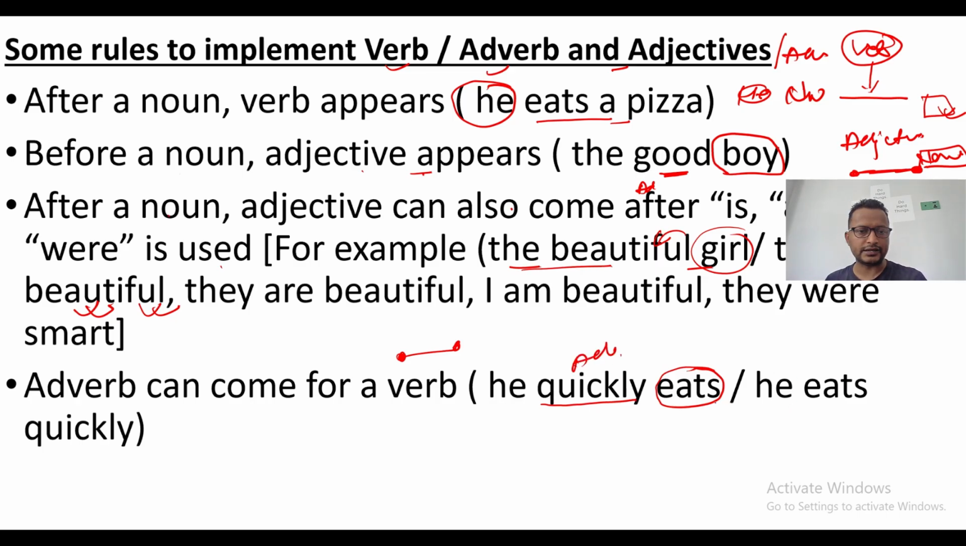And then he eats quickly. This is also correct. He eats quickly, also correct. He quickly eats. He eats quickly. Both are correct. So an adverb can come before the verb and after the verb also.